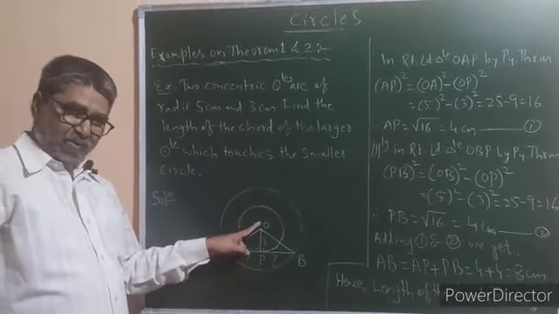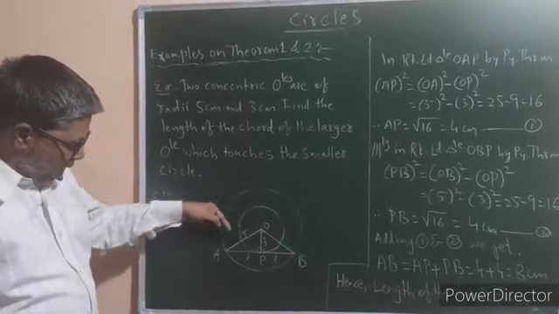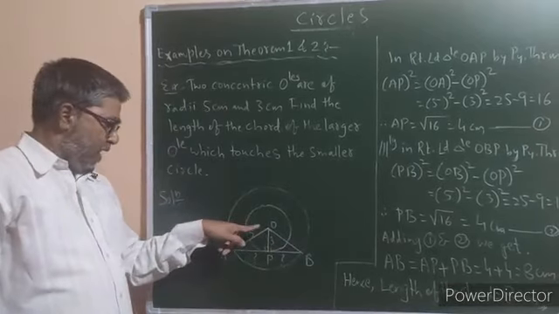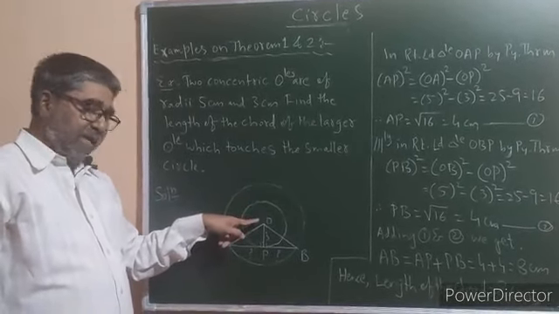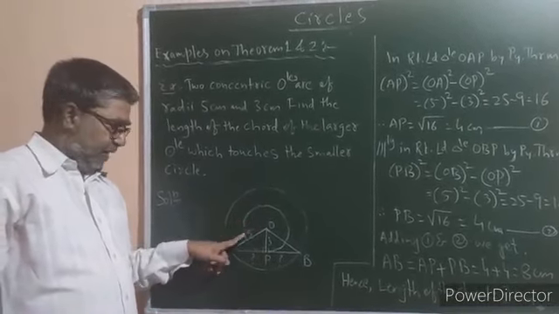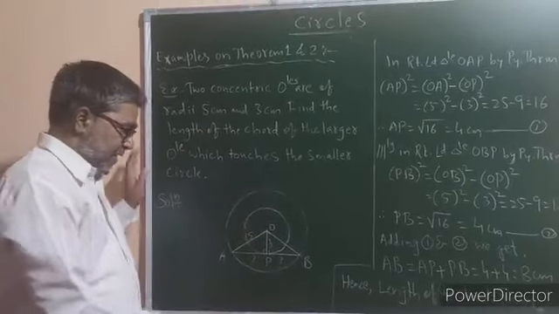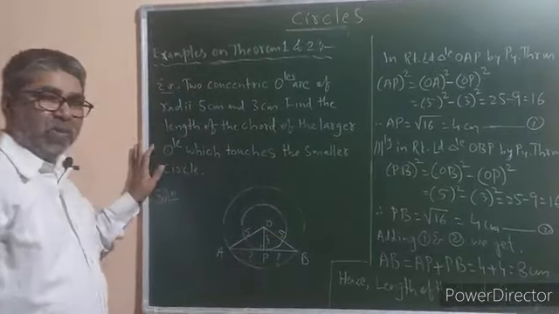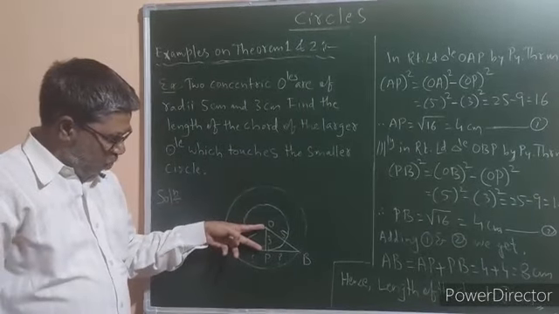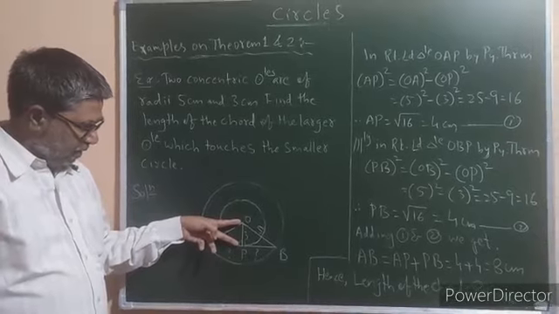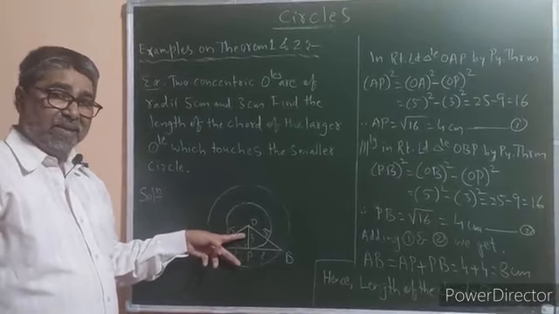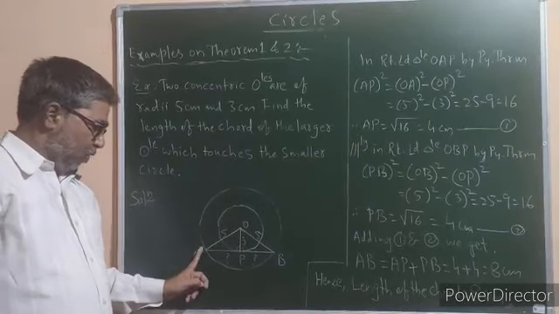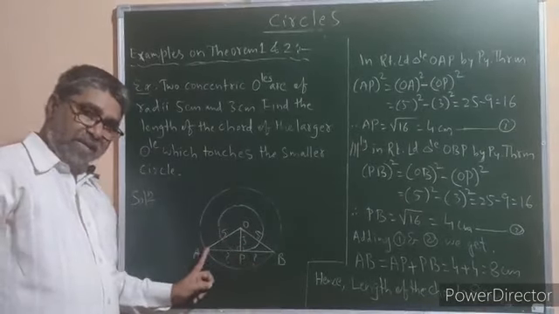Okay, O is the center of the circle. Now OA, OP and OB are joined. OA is nothing but the radius of the larger circle, that is 5 centimeter in length. In the same way, the length of OB is also 5 centimeter and the length of OP is 3 centimeter because it is the radius of the smaller or inner circle. We are asked to find the length of the chord AB.